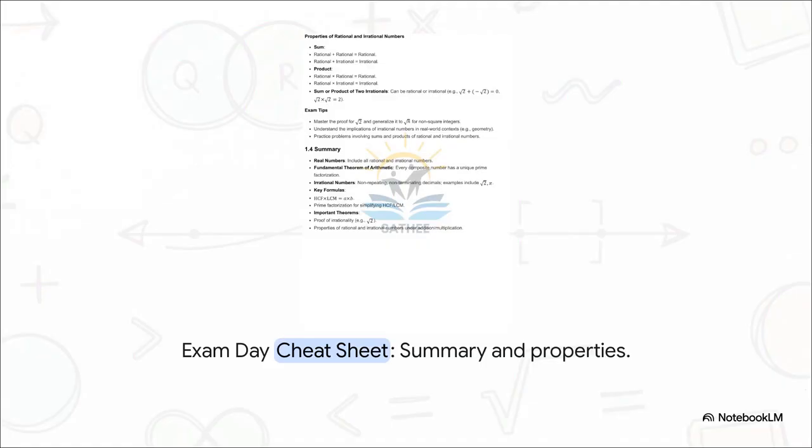It's a fantastic visual summary pulled directly from our sources that outlines the properties of rational and irrational sums, products, and the core summaries of the fundamental theorem. Honestly, this is the perfect moment to pause and take a screenshot for a quick review right before your exams.